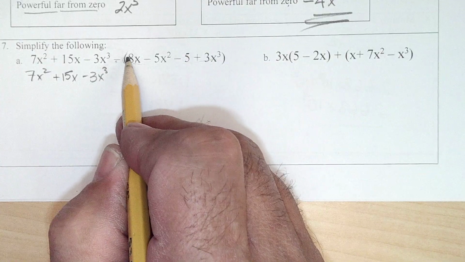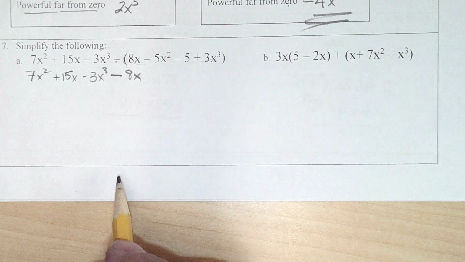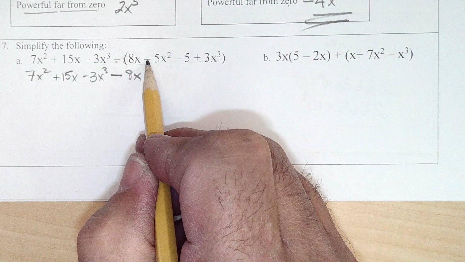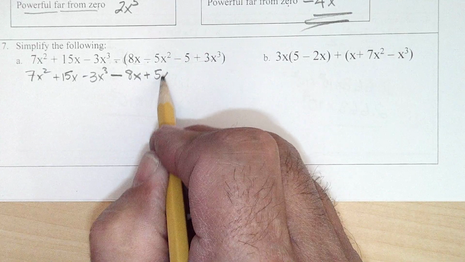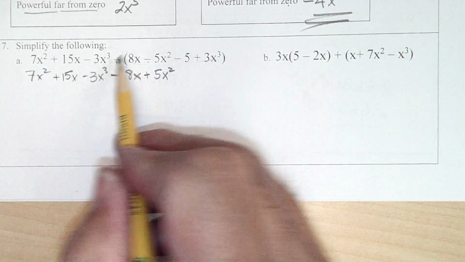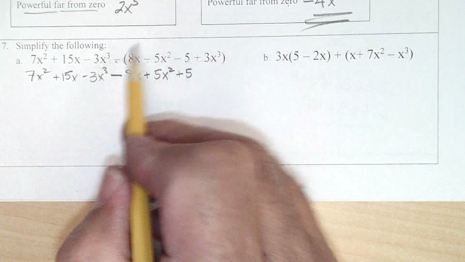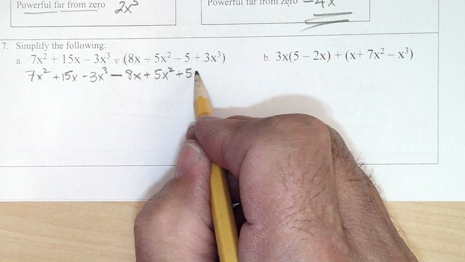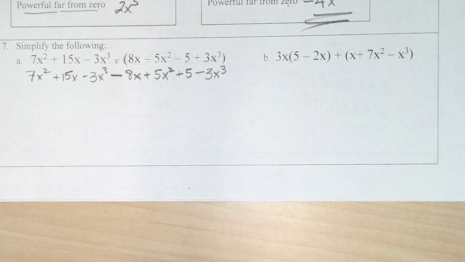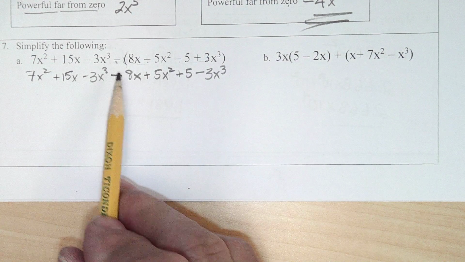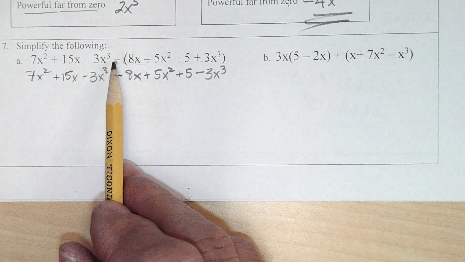But it says subtract a positive 8x, so that's going to be subtract 8x. This says subtract a negative, which means add 5x squared. It says subtract, so that's add a 5. And this is subtract a positive, so it's subtract 3x to the third. Now, we've taken care of that minus, which, again, is what messes up a lot of students.